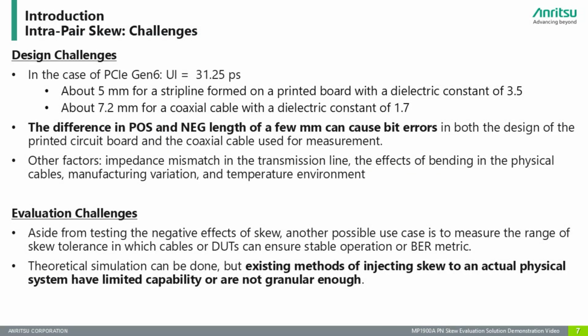Considering intra-pair skew in system design creates some challenges. In the context of high-speed data interfaces, a positive and negative length difference of a few millimeters in both the design of the printed circuit board and the coaxial cables can introduce intra-pair skew and cause bit errors. Other factors to consider are impedance mismatch, bending in the physical cables which can occur in server switches with hundreds of cable connections, manufacturing variation, and the temperature environment.